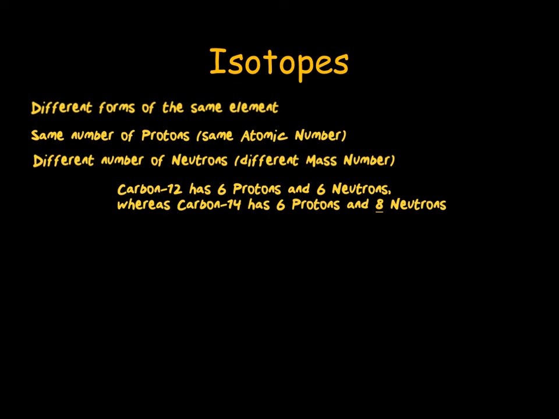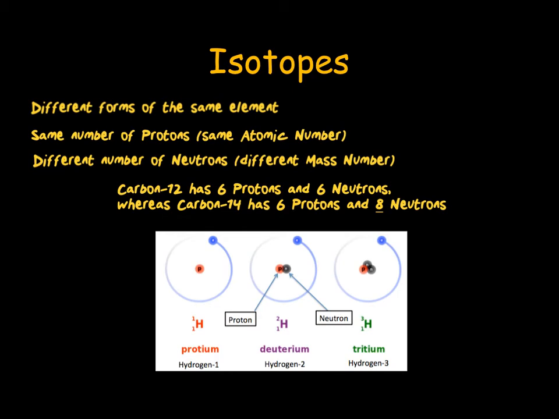Another 3 popular isotopes are those for hydrogen, where we have hydrogen-1, which is our standard hydrogen, which is protium, hydrogen-2, which is deuterium, and hydrogen-3, tritium. The difference between these is the addition of the neutrons.